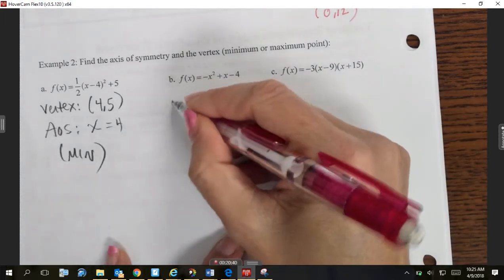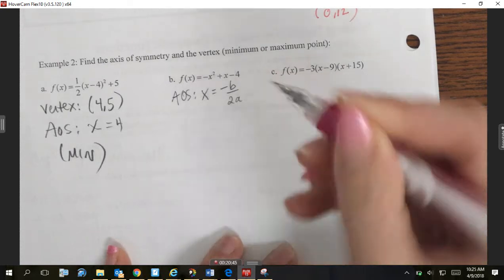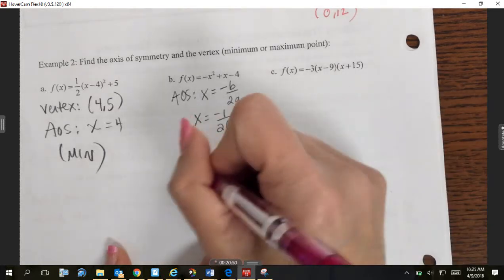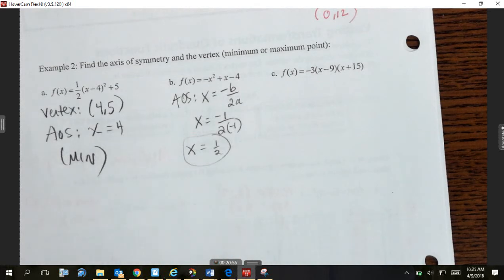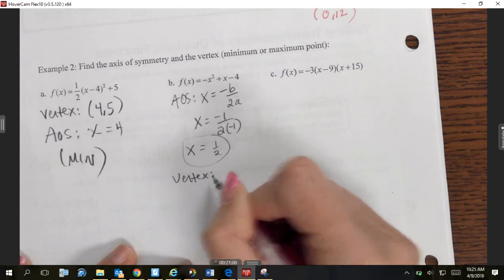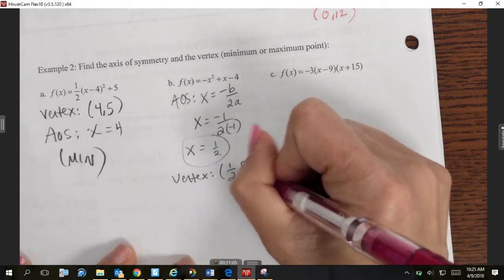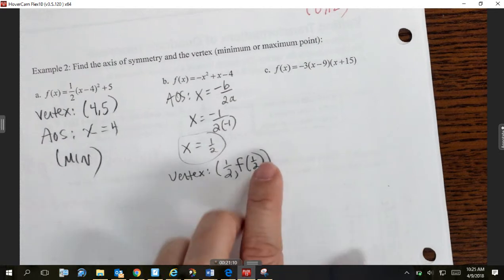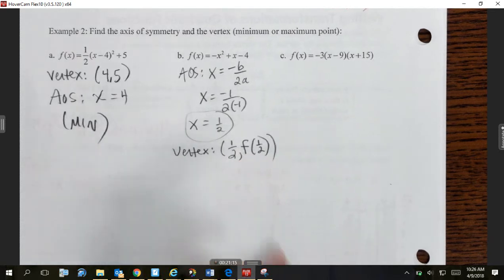We'll do that together. Our axis of symmetry first. The formula is x equals negative b over 2a. So we do negative 1 over 2 times negative 1. So our axis of symmetry is x equals a half. Then the formula for vertex says, take your axis of symmetry, and then in the equation plug in your x value of 1/2 to find your y value. So that's not the vertex, but that's what I'm about to do. I'm about to do f of 1/2.